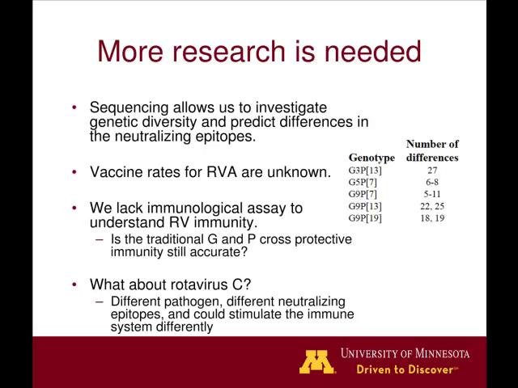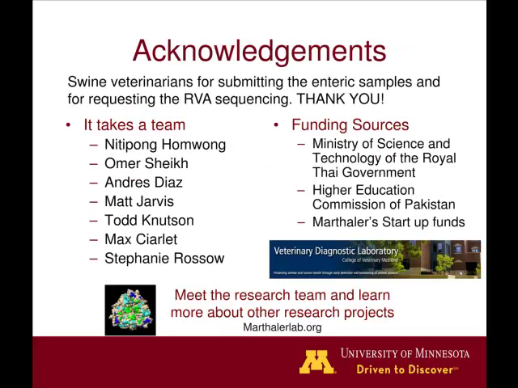What we really need are good serological studies and serological assays to understand: is the traditional G and P type cross-protective immunity still accurate? Will there still be this cross-protective immunity? And then lastly, this is all based on rotavirus A. We know none of this for rotavirus C. We don't know the neutralizing epitopes for rotavirus C. All the work that was done on rotavirus A is because of all the research that's been done on human health, so luckily we're able to extrapolate from human health to figure out what's going on with rotavirus A. It's a completely different pathogen, probably has completely different neutralizing epitopes, and it could stimulate the immune system differently, and Laura's going to present a little bit on what they're seeing there.